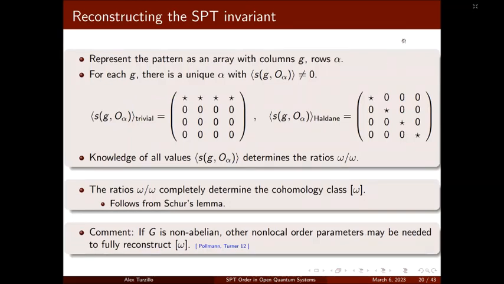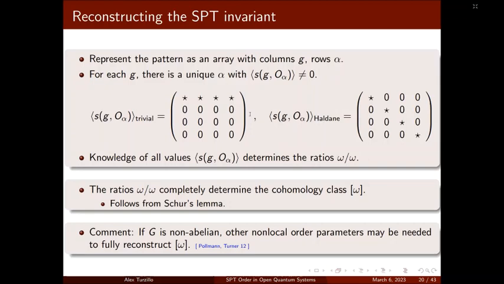So we have a bunch of these string operators parametrized by symmetries in the bulk and charges at the ends of the string. If we measure all of them and record the results, we can write down an array. For every G label in the bulk of the string, there's a unique charge that we put at the end such that the expectation value does not vanish. So let's mark that point in the array with a star. Everything else in the column will vanish.